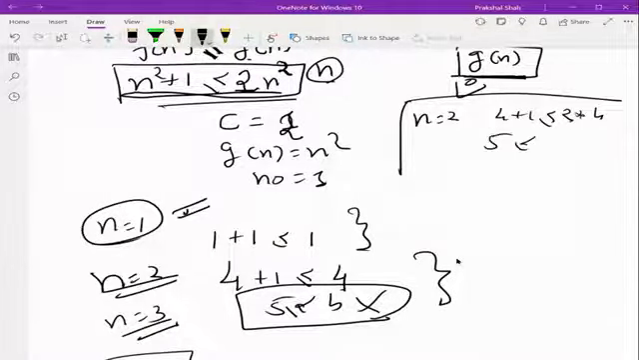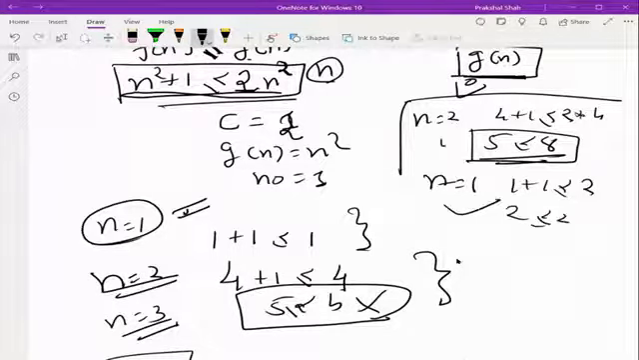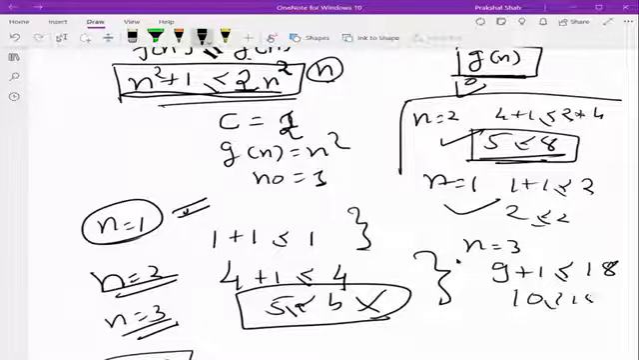5 is less than or equal to 8. This is true. For n equals 1, let's check. 1 plus 1 is less than or equal to 2. So 2 is less than or equal to 2. It is also true. For n equals 3 also, let's check. 9 plus 1 is less than or equal to 9 into 2. That is 18. So 10 is less than or equal to 18. That is also true. For every scenario, it will be true. So this will be our accepted answer.